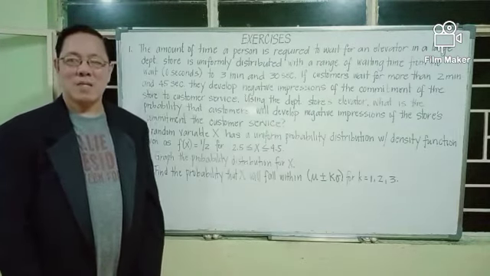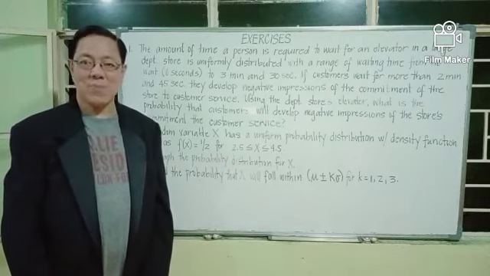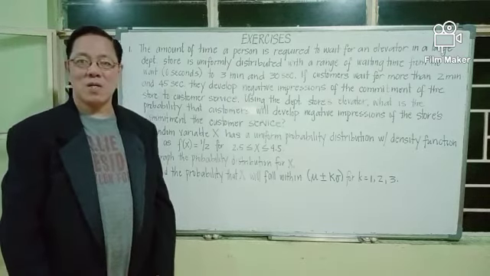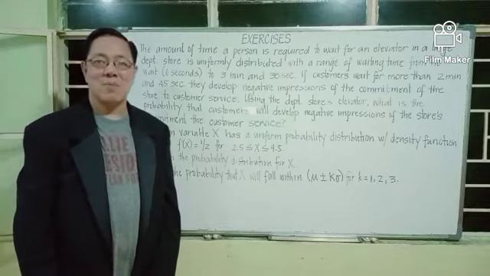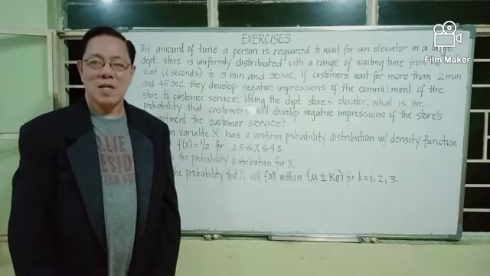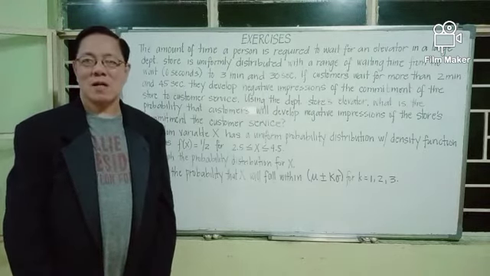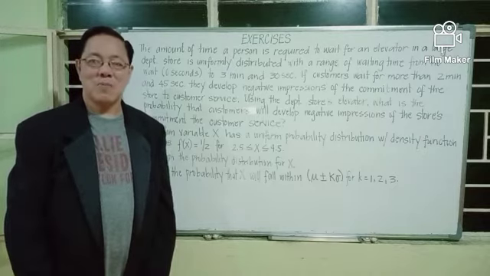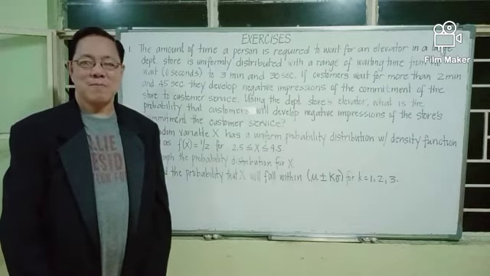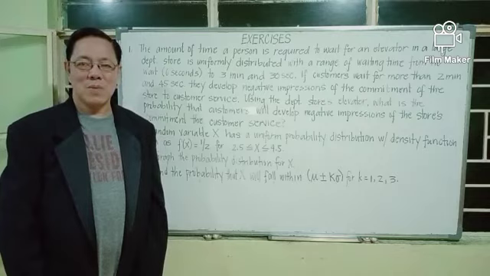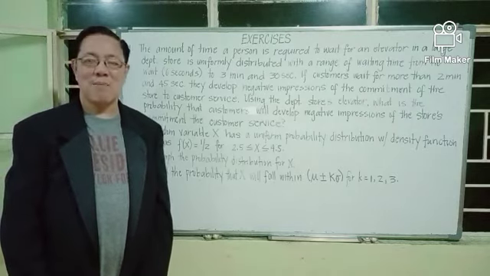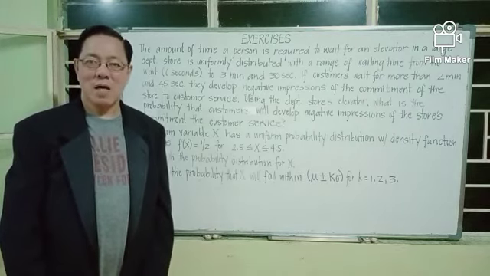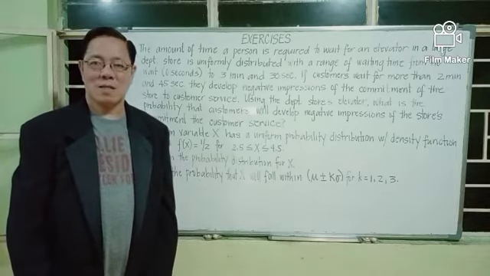And the problem is asking for the probability that the customers in that department store will develop negative impressions of the commitment of the store to customer service. And to solve that, you will use the information given about the waiting time for an elevator in that department store.